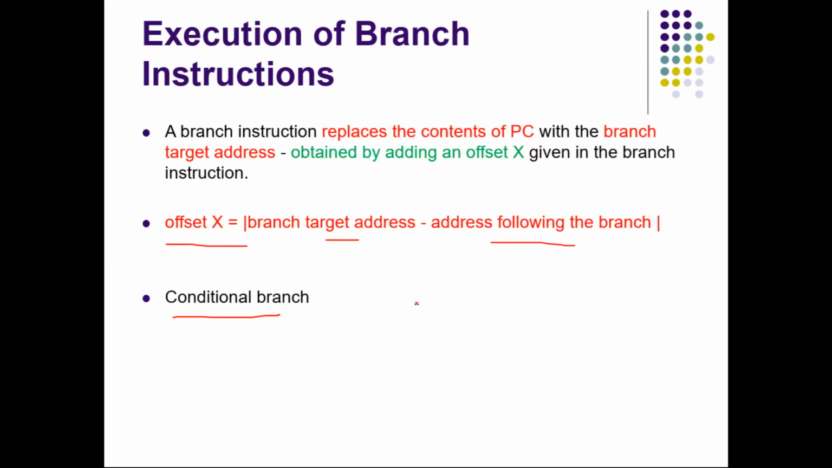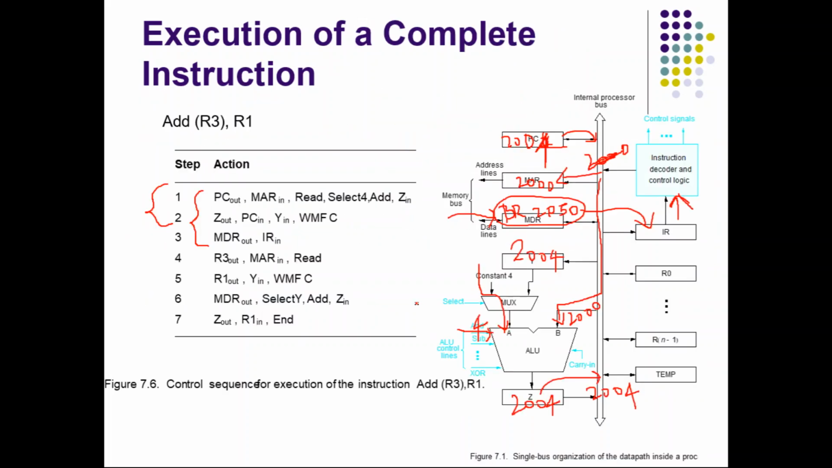So from IR only that offset field is going out. As we discussed, it is 46. Now that 46 will be available through B. Now B is not 2000, it is 46.